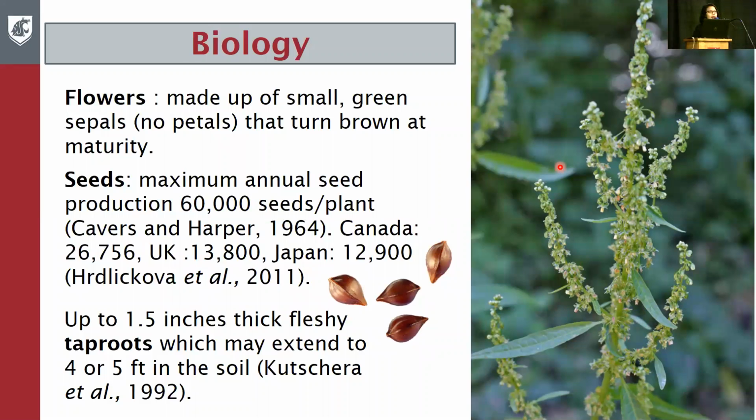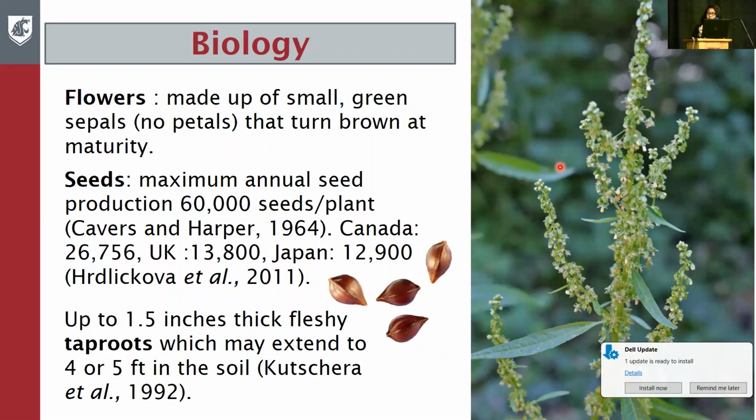It can produce a maximum annual seed of 60,000 per plant per year. However, it is reported that seed production performance differs based on the population. Like in Canada, it can reach only 27,000, while in the UK and Japan, it is less than 15,000. Another unique characteristic of this plant is that it can produce adventitious roots and also secondary taproots that are really thick and fleshy, and it can regrow into a new plant, and it can extend into the soil 4 to 5 feet.